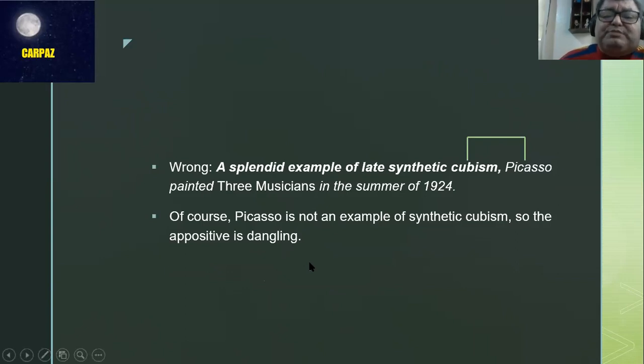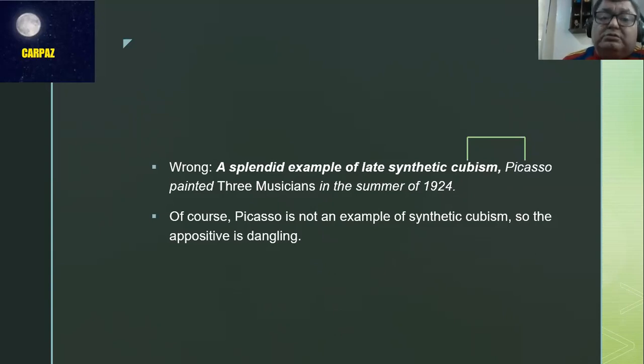Let's look at this. A splendid example of late synthetic cubism, Picasso painted Three Musicians in the summer of 1924. Obviously, Picasso is no example of late synthetic cubism, because Picasso is not a painting. Picasso is a painter. So the appositive phrase, a splendid example of late synthetic cubism, is a dangling modifier.